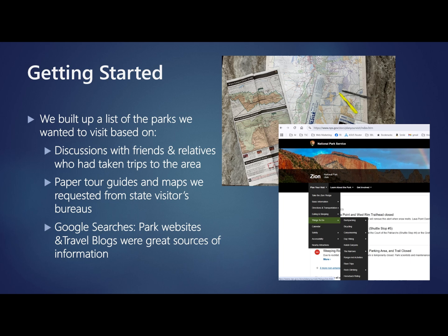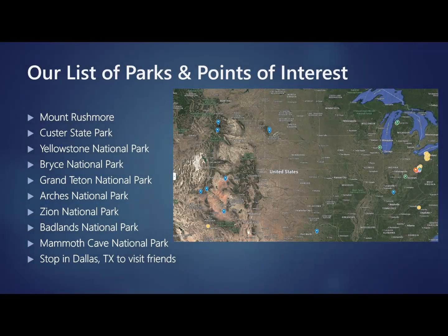So we really got a lot of great information that we pulled together, and we had a pretty good idea of what we wanted to do and a sense of how long it was going to take to see each park. So here's our list of parks and points of interest that we wanted to see on this trip. And we would be departing from Columbus, Ohio, and returning there. One other thing we had to consider was that we wanted to stop and see friends in Dallas, Texas for a couple days as part of this trip.